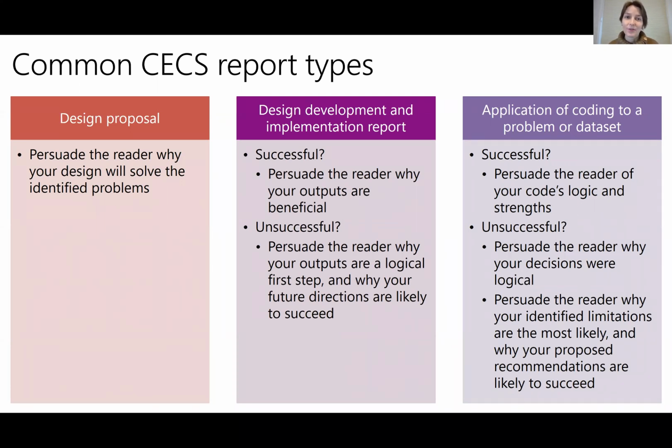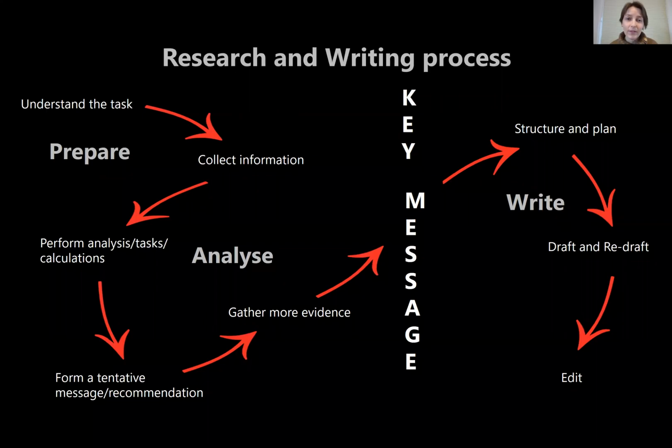If it was unsuccessful, though, if there were limitations with it, it would be explaining why you encountered those limitations and why your identification of those limitations are the most likely explanations for the problems in your coding or your programming. And really, your key message is then about how it could be improved for next time, given the problems that you encountered.